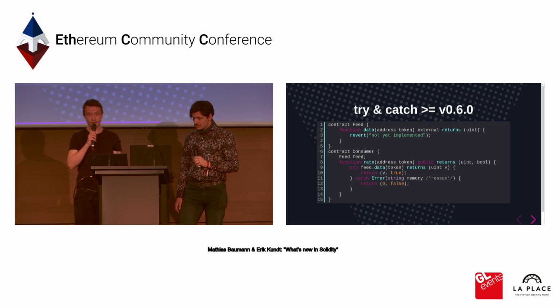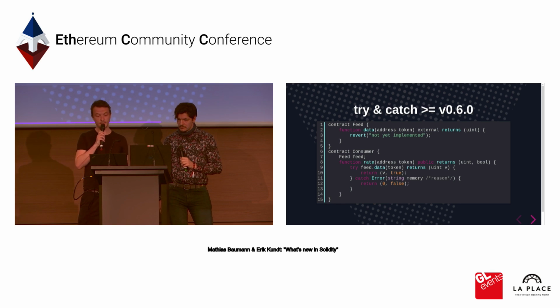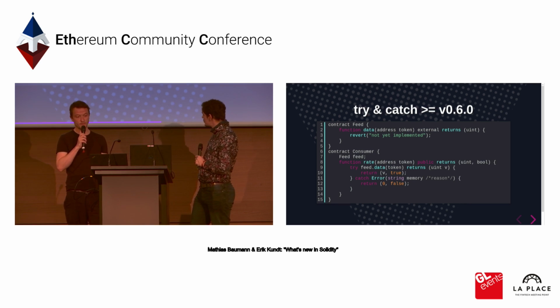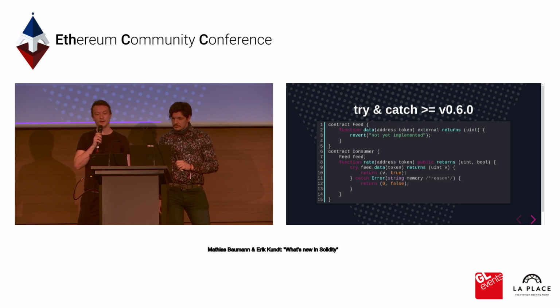So here we changed the example, and in line 9 you can see there is the try statement, and you would call the feed.data function, specifying the return type. If everything goes well, you would just return the tuple with the value and the flag. And if not, like in this case, because it would always revert providing the reason string, there's the catch branch with the signature like string memory, and you could react to the revert providing a reason string.